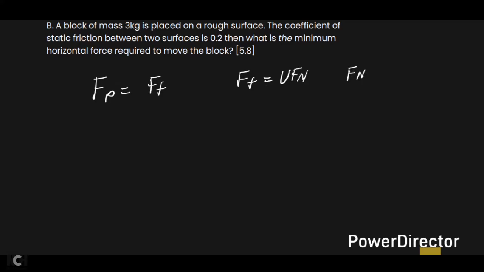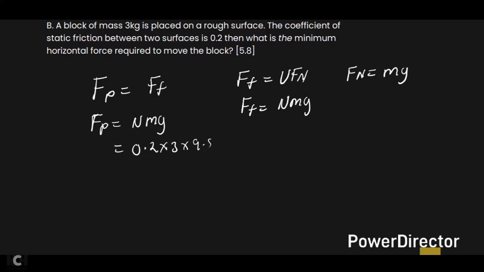How about the normal force? The normal force is mg according to this situation. Then the applied force is equal to the friction force, which is mu times mg. Then what's the mu? The mu is 0.2 times 3 times 9.81. Then what's the answer altogether? You have to find 5.6 newtons, like this. So this is how you calculate that answer.